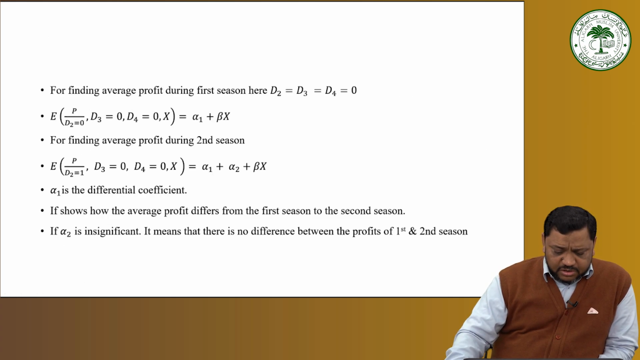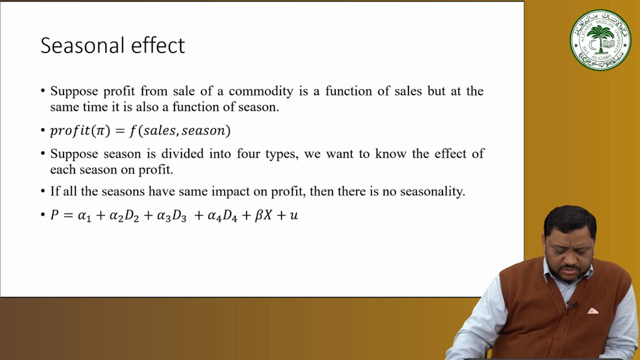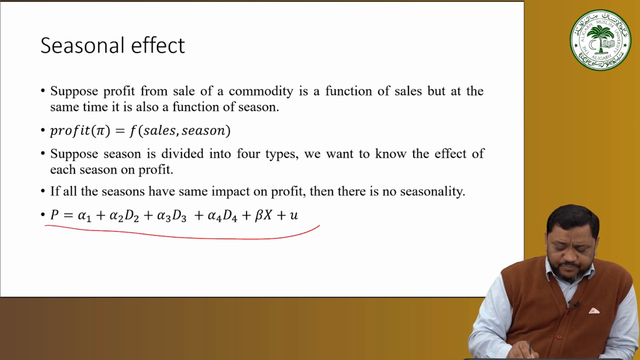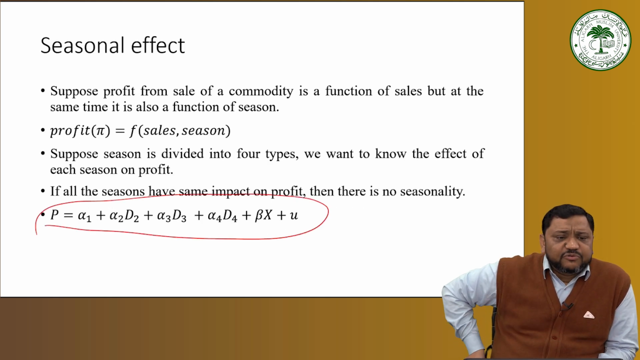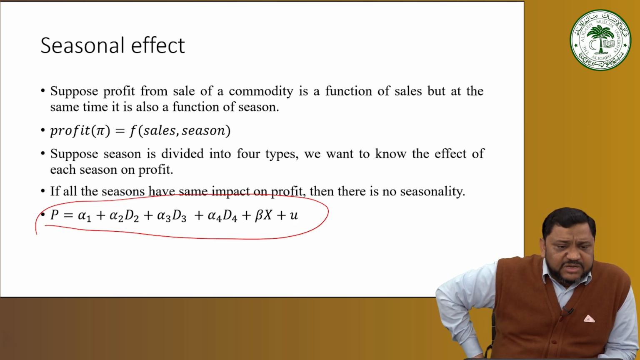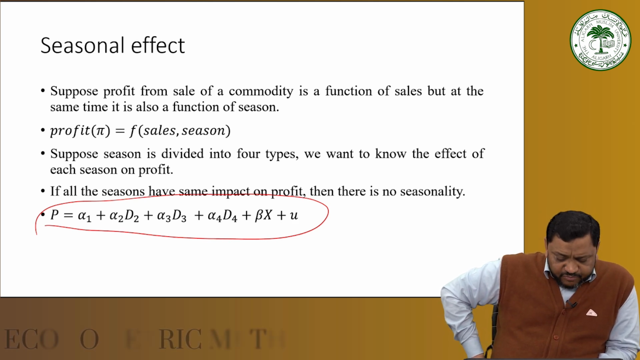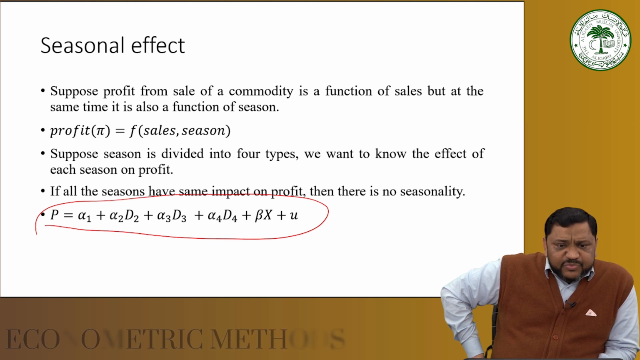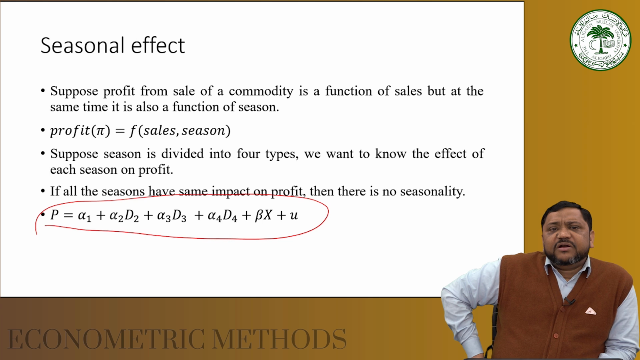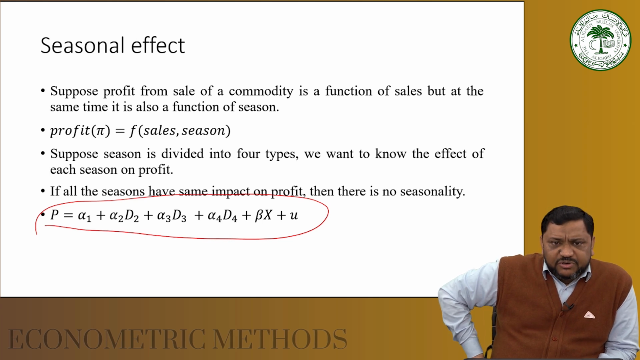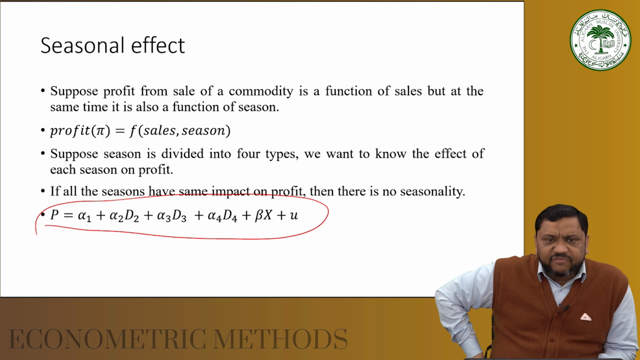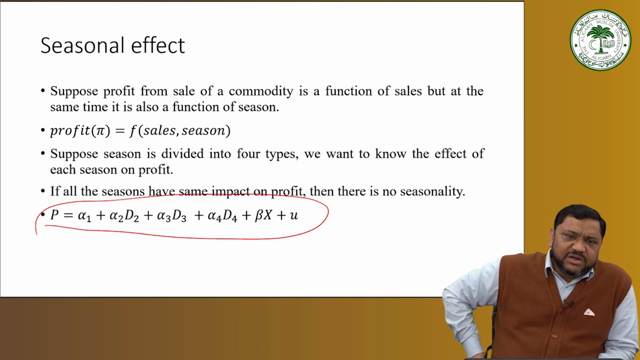The equation is alpha 1 plus alpha 2 d2 plus alpha 3 d3 plus alpha 4 d4 plus beta x plus u. At the moment, understand one thing, we will discuss that later: when there are 4 seasons, in order to avoid falling into the dummy variable trap, we will make dummies for only 3 seasons, 1 less. If there are 4 seasons, we are making dummies for 3.